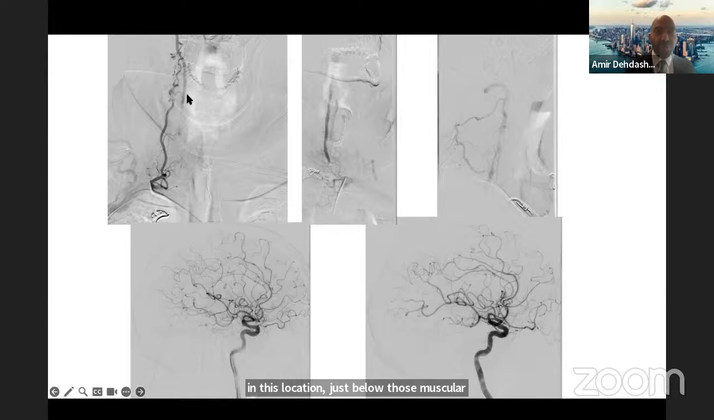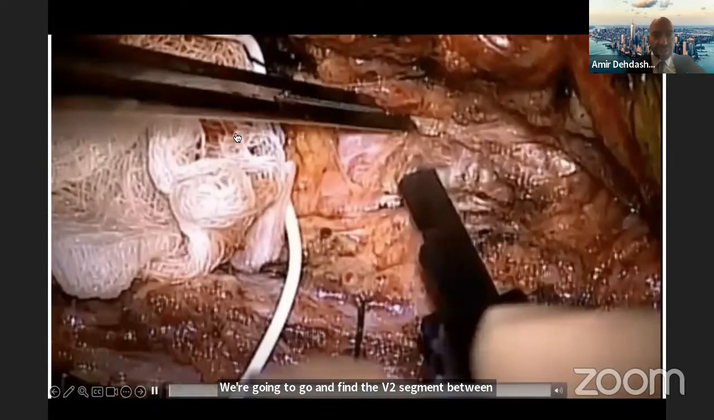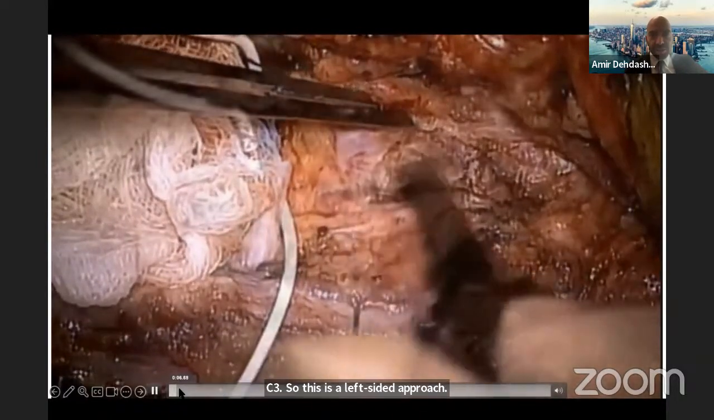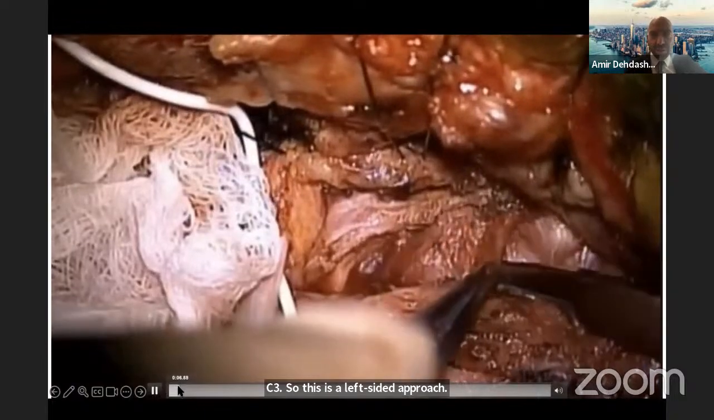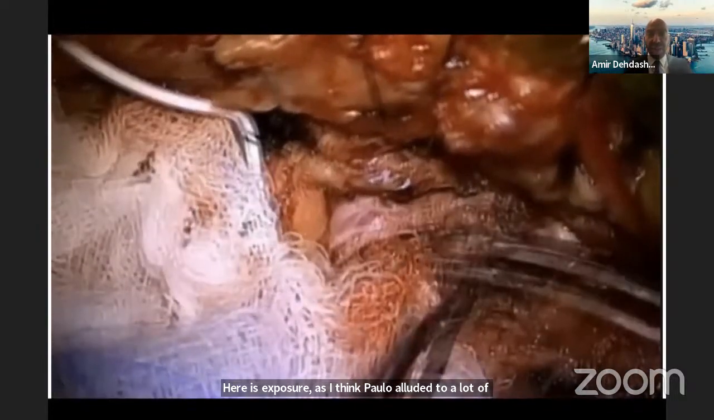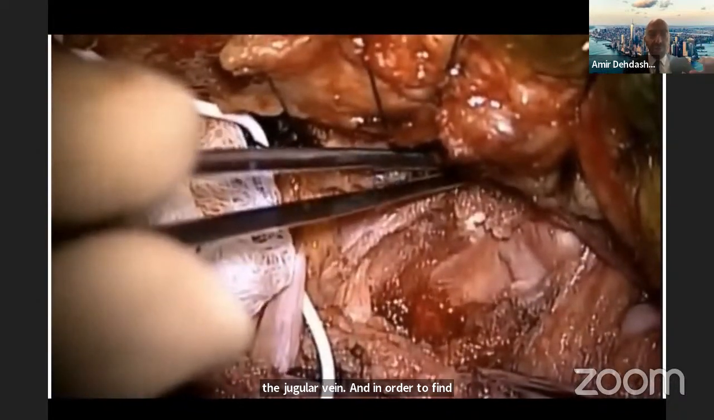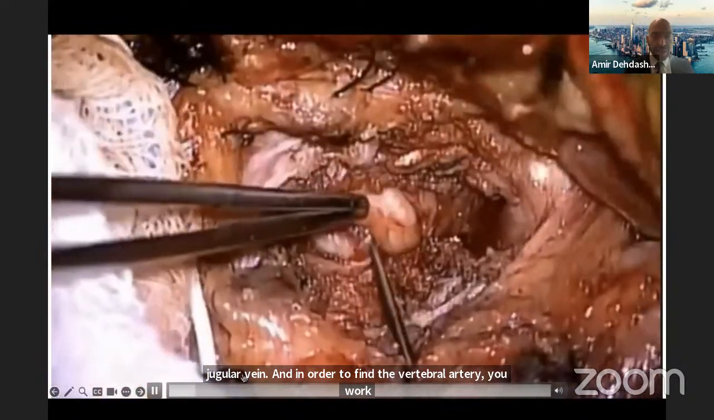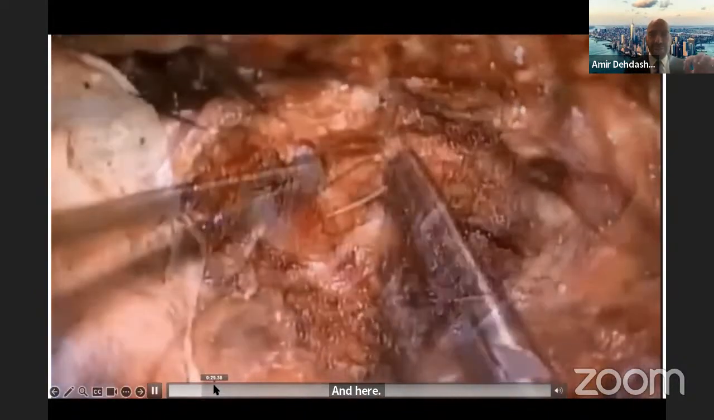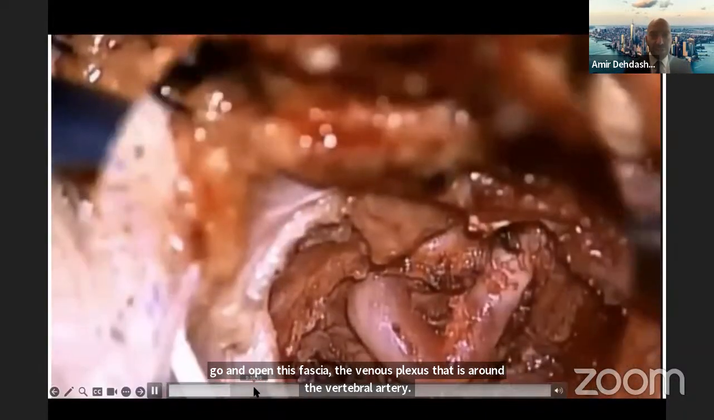So we're going to find the V2 segment between C2 and C3. This is where it is. This is a left-sided approach. Here is the exposure, as I think Paolo alluded to. We identify the common carotid, you identify the jugular vein, and in order to find the vertebral artery, you work under the jugular vein. And here we open this fascia, the venous plexus that is around the vertebral artery. This is in the C2, C3 segment.